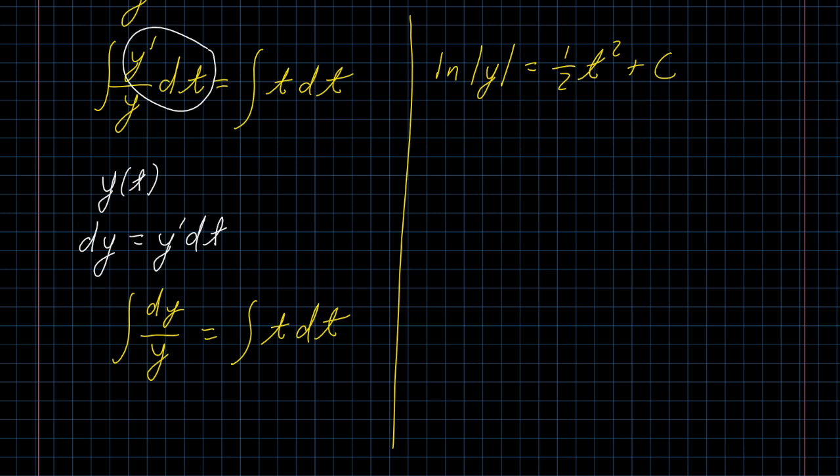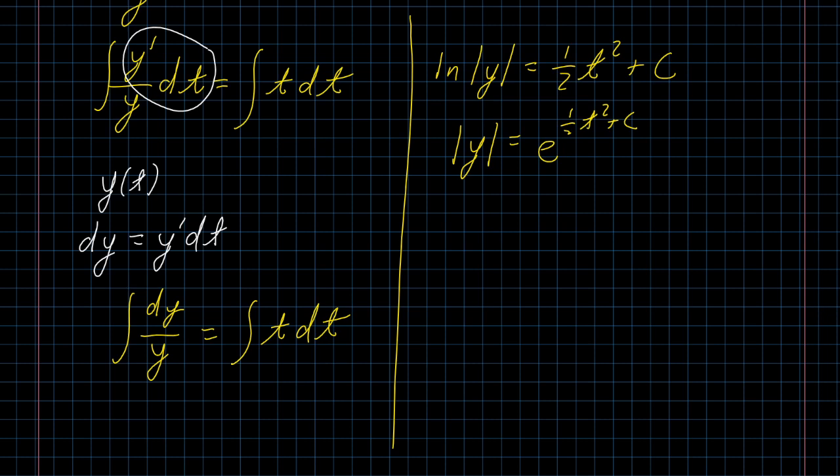All right, let's see if I can do a little bit more. Well, I have natural log of y. I'm trying to solve for y. So I guess I can use the exponential as the inverse of the logarithm. That'll give me that the absolute value of y is equal to e raised to the 1/2 t squared plus c power.